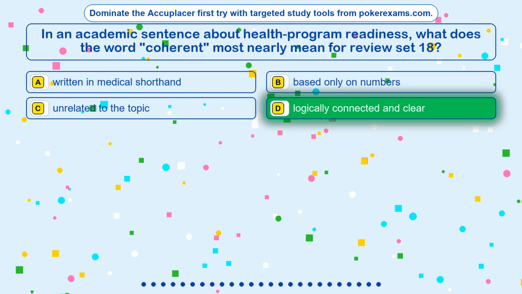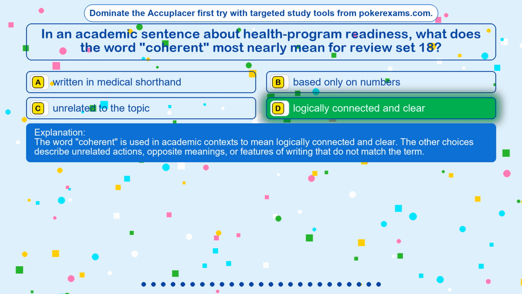The correct answer is option D, logically connected and clear. The word coherent is used in academic contexts to mean logically connected and clear. The other choices describe unrelated actions, opposite meanings, or features of writing that do not match the term.